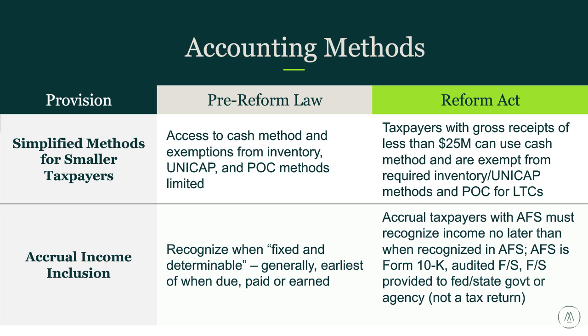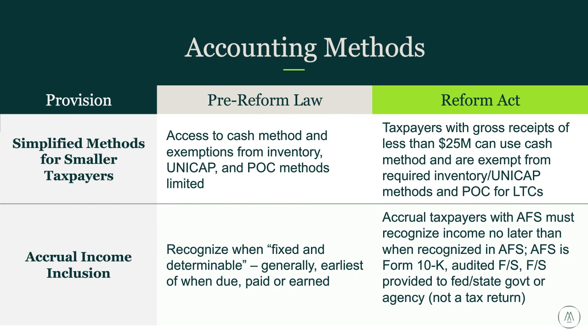Then there's one last change here that relates to revenue recognition. This is not necessarily a favorable change like the others, but it's essentially requiring all accrual-based taxpayers that have audited financial statements to now recognize income for tax purposes no later than it is recognized for audited financial statements. Whereas the previous rule was that it's recognized once it's fixed and determinable.